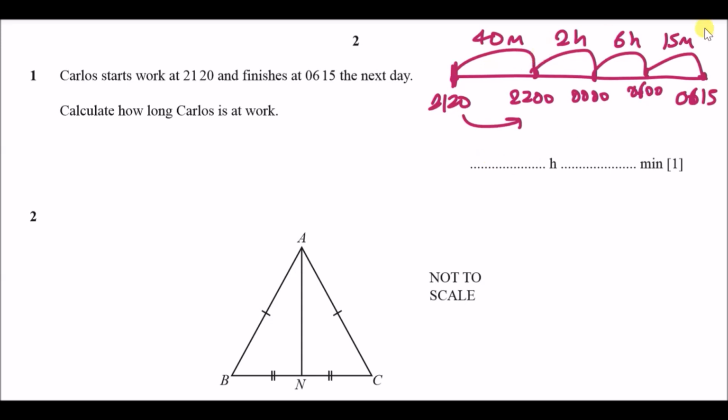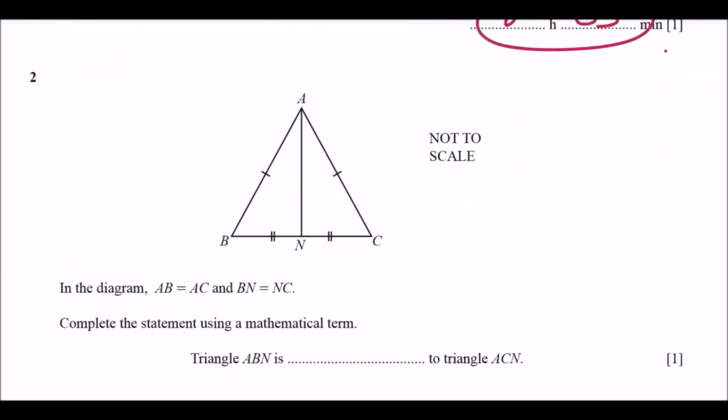And now adding up all the time lengths, we will start with the hours first. So 2 hours plus 6 hours is 8 hours. And then 40 minutes plus 15 minutes is 55 minutes. That's it, done. Now, number 2.